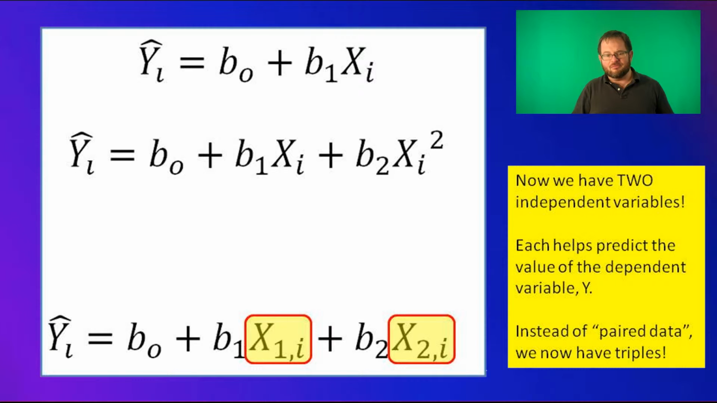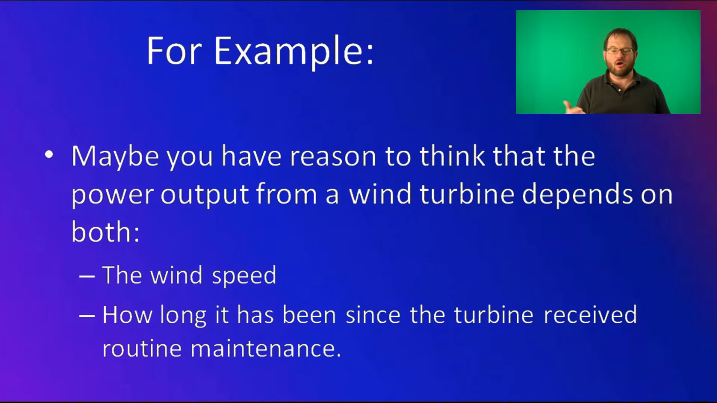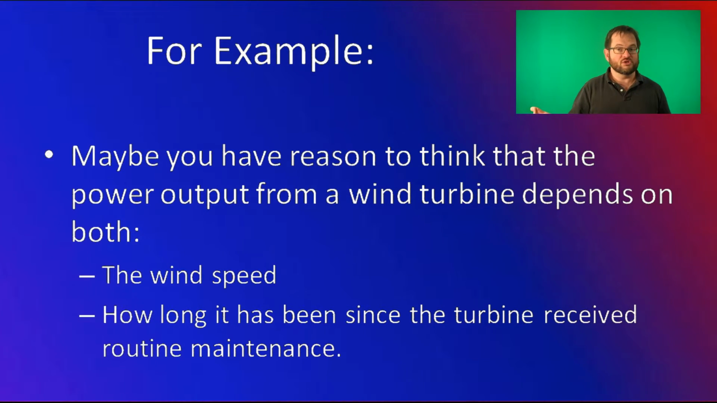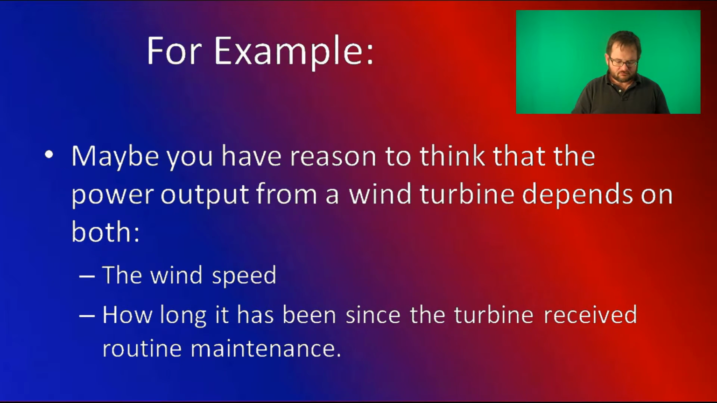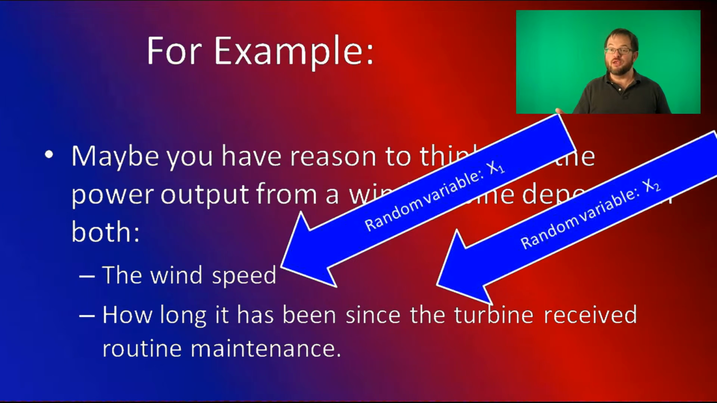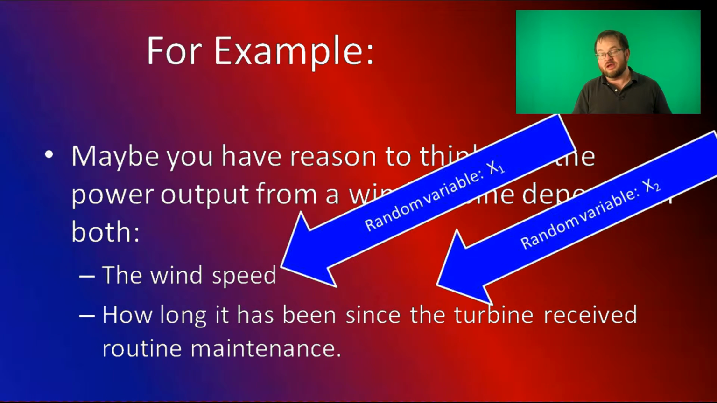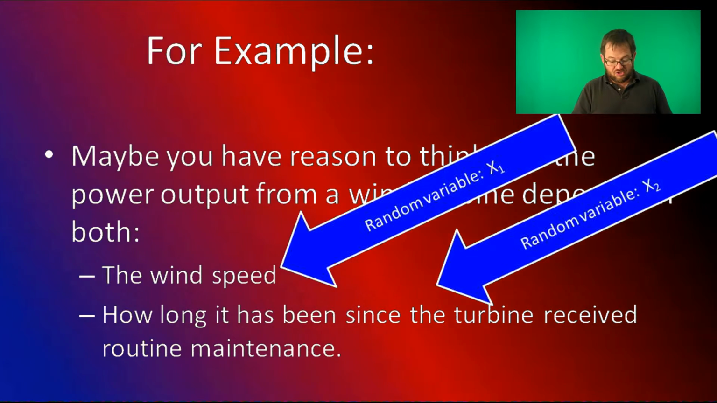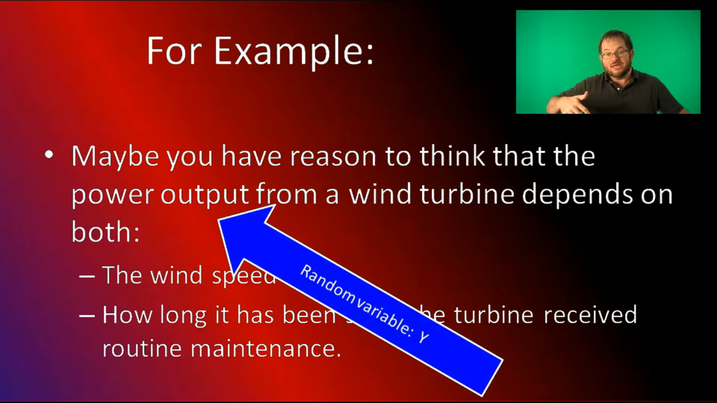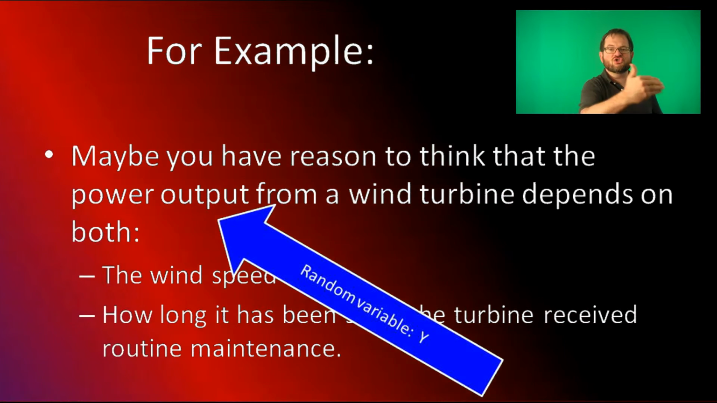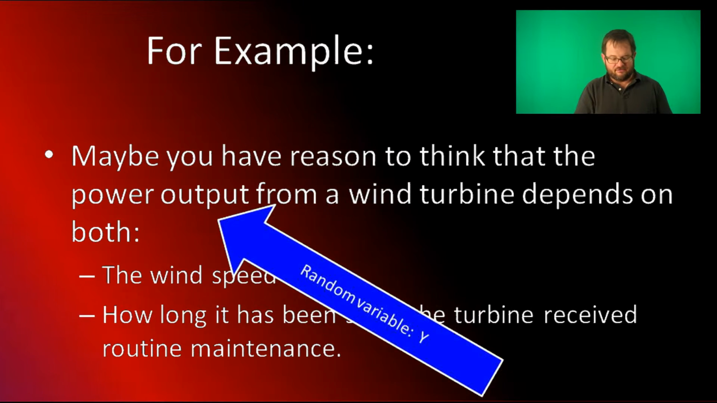Just to give you an example of the kind of problem you could be addressing with this, maybe you had some reason to think that the power output from your wind turbine depended on both wind speed and how long it had been since the turbine had routine maintenance. Okay, that would be an example of two different independent variables that together might be able to produce a forecast of a dependent variable, like the amount of power that the wind turbine is producing. So our first random variable we'll call x1, in this case maybe the wind speed, and our second random variable we'll call x2, maybe how long it's been since the turbine has been serviced or something like that. And those two variables together, we want to create a statistical model that can then be used to forecast y, which is our dependent variable.